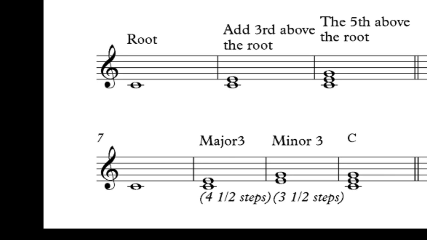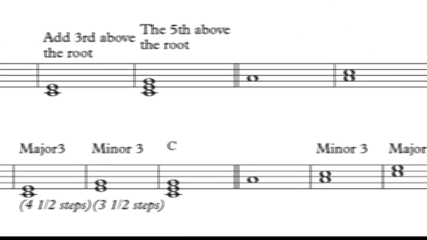From E to G, that gives us the fifth. That's only 3 half steps. E to F is 1, F to F sharp is 2, F sharp to G is 3. So we have a minor third. The chord put together is known as a major chord.